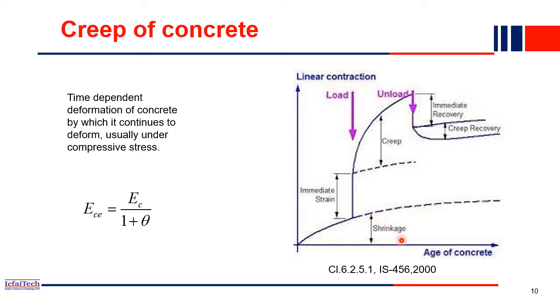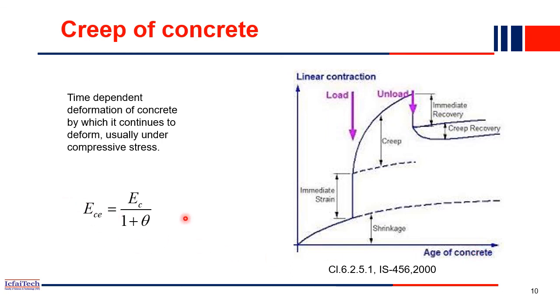That is because of shrinkage. But as the years pass, 10 years, 20 years, 50 years, you will find the deformation of a concrete is increasing. That time dependent deformation we call creep of a concrete. The modulus of elasticity of concrete also will change because the deformation increases with the age of concrete.